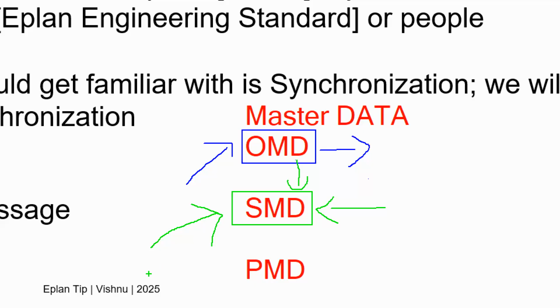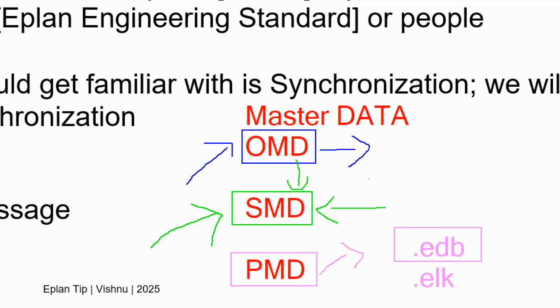Okay, and the last but not the least, every project in Eplan will have the extension EDB, and you will have it like ELK. Your EDB is your project master data. It will be storing all the forms, plot frames, symbols and everything, but you can't directly go inside the EDB and extract it. It is not possible. So to extract that, it has to be through synchronization.